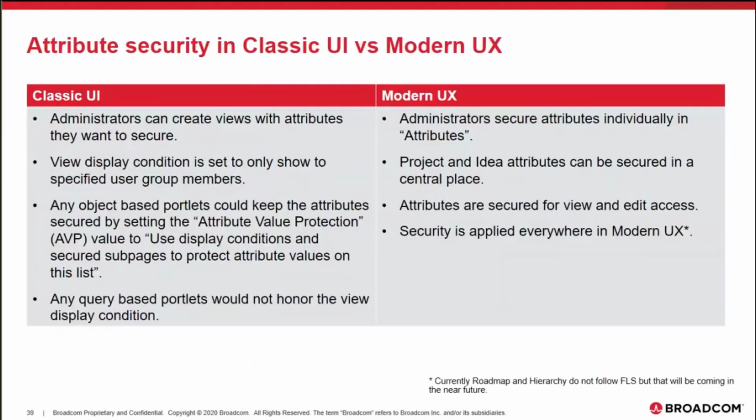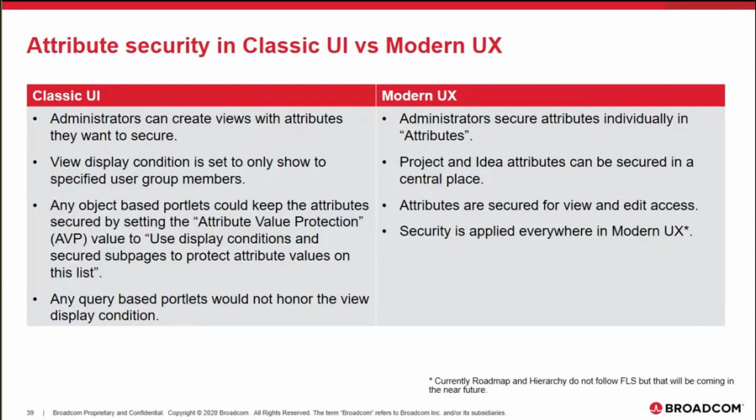This is a table that has been created to show a high level difference between the classic UI and the modern UX and how attributes were secured in the two. In classic UI, the only way to secure attributes was to create views within the object, then have display conditions for those objects, and the display condition should include the user groups that should have the edit rights to that object. Then a combination of the object right plus the display condition of the view would control who can see or edit the data.